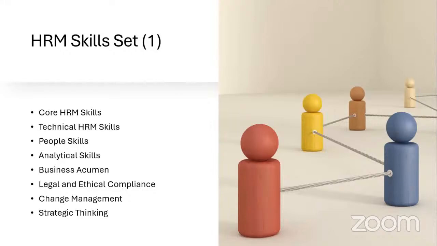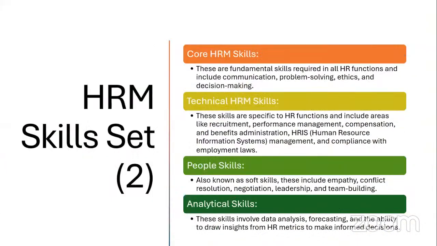Now, HR skill sets. As a HR professional, you need these skill sets. Very, very important. You have the core HRM skills, technical HRM skills, people skills, analytical skills, business acumen skills, legal and ethical compliance skills, change management skills, and the strategic thinking skills. So let's quickly look at what each of them talk about. In the core HRM functions, we consider things like communication, problem solving, ethics, and decision making. So you must have those skills.